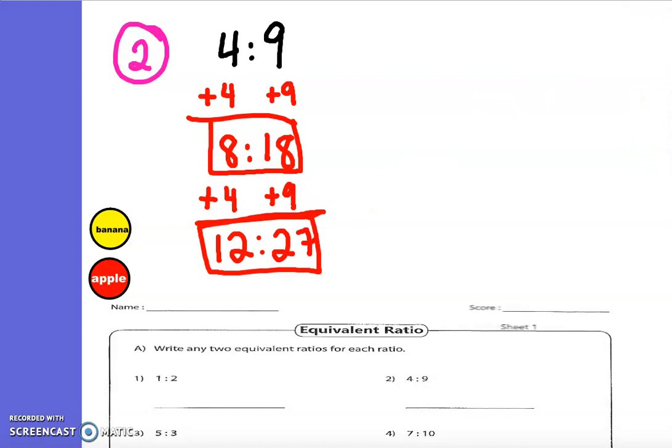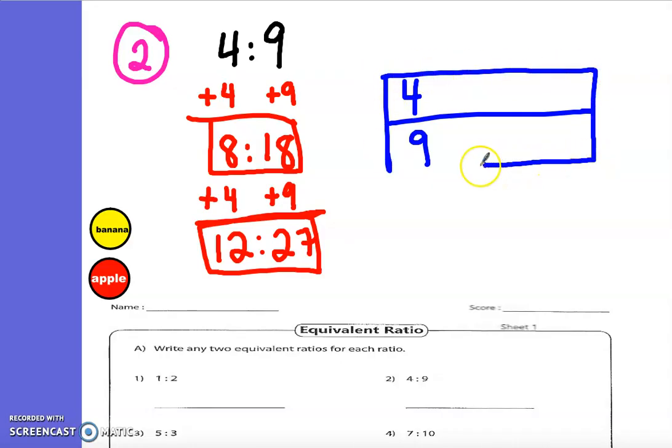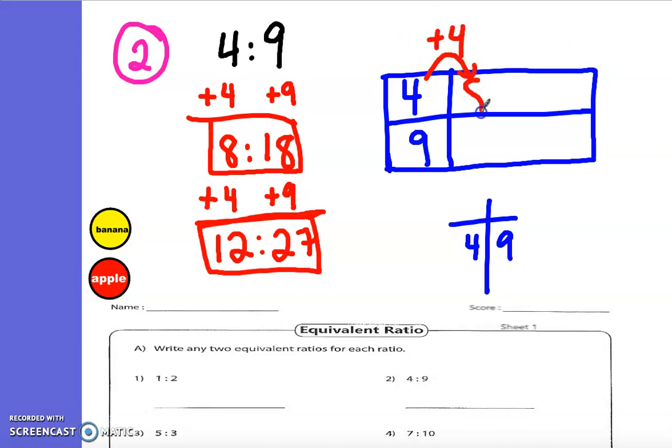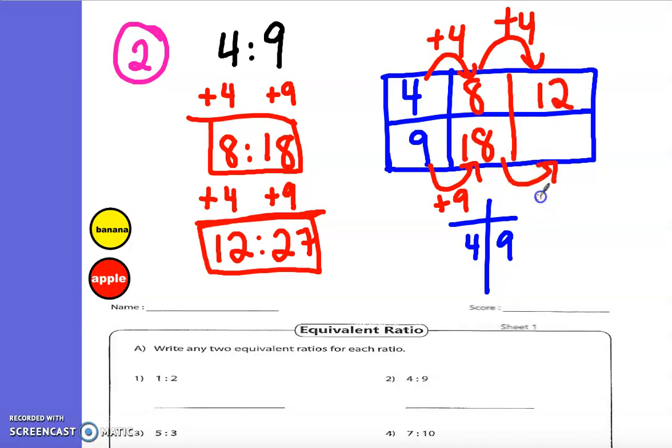Now, before I end this video, I could have done this another way. I could have done a table. So I'm doing a horizontal table. You could do a vertical table if you wanted to, like a T-chart, and do it like this. But see what happens here. I could add 4. I could add 9. I could add 4. I could add 9. Okay, so I just showed you 3 ways to write equivalent ratios.